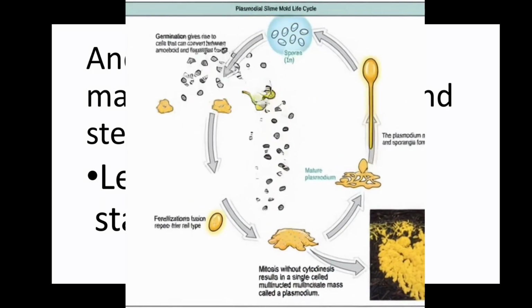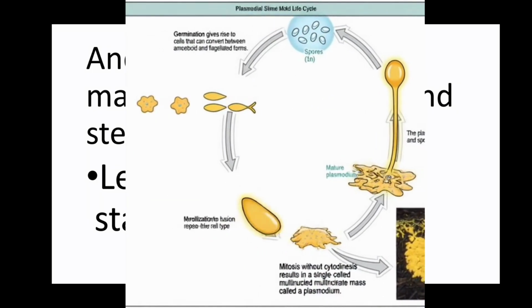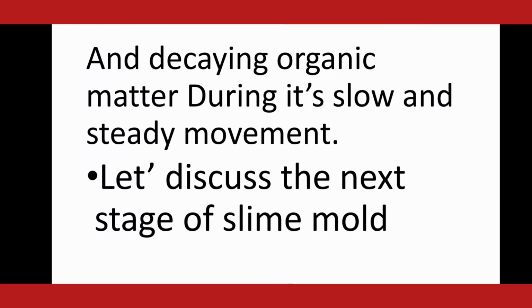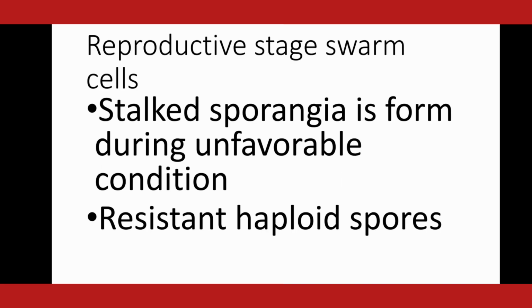The life cycle begins with spores, which germinate into amoeboid and flagellated cells. These fuse to form a zygote, with which the cycle completes. Let's discuss the stages of slime mold. Next stage of slime mold.